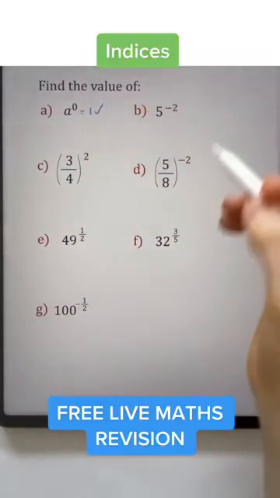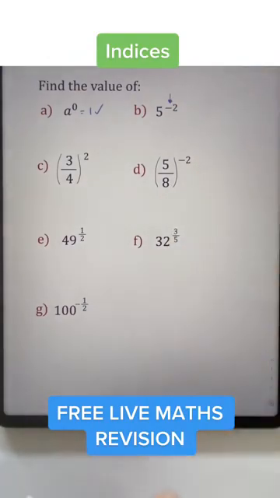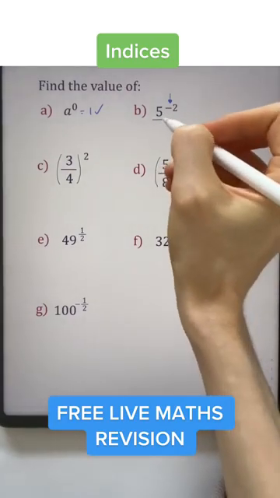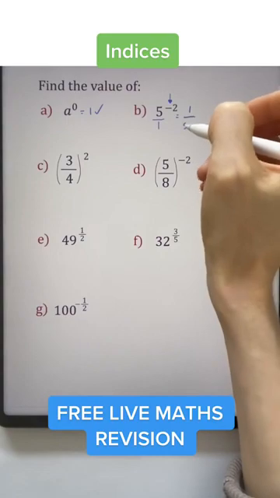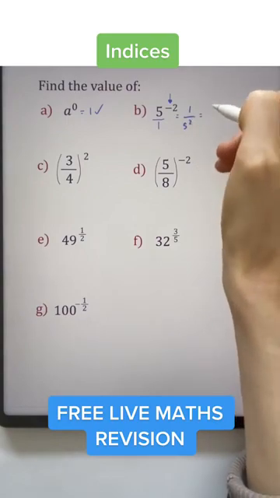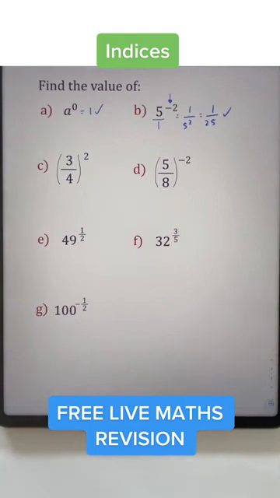For part B, if we see a negative power, the negative power means the reciprocal. In other words, to turn it upside down. If it's not already a fraction, meaning that 5 is the same as 5 over 1. Hence, turning it upside down, that becomes 1 over 5 squared. 5 squared is 5 times 5, which is 25. Hence, 5 to the power negative 2 is equal to 1 over 25.